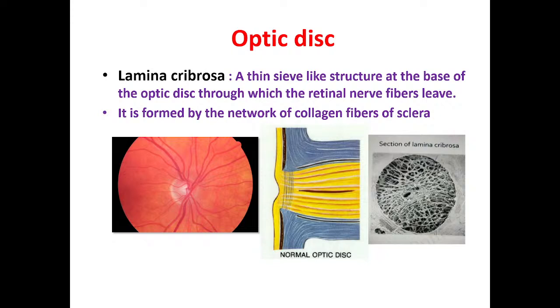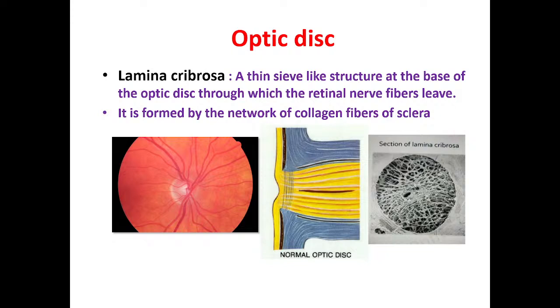I told you last time what is lamina cribrosa, a thin sieve-like structure at the optic disc through which the nerve fibers pass to form the optic nerve. This is the structure of lamina cribrosa, a network of collagen fibers of the sclera from where all the axons pass. 1.2 million axons pass through the lamina cribrosa to form the optic nerve, and changes are seen at this area only. You can see the pores are bigger here and they are less supported.